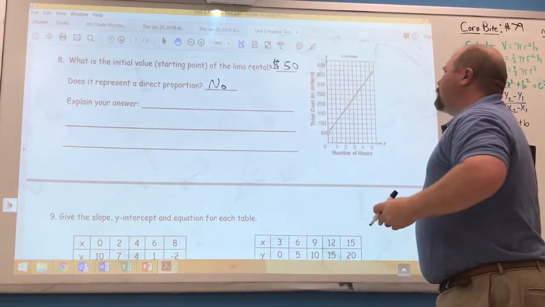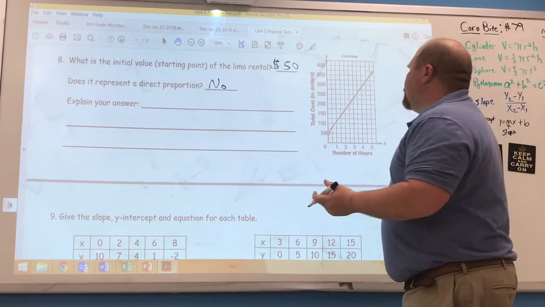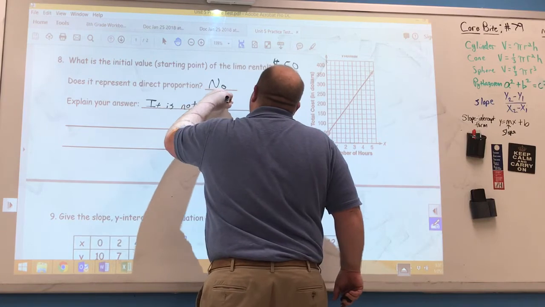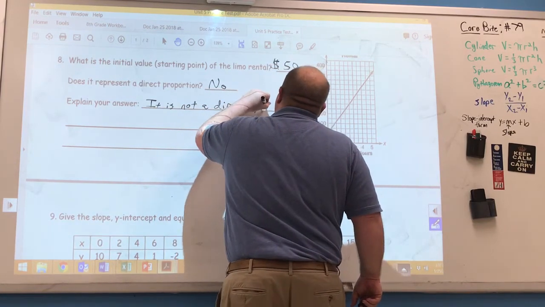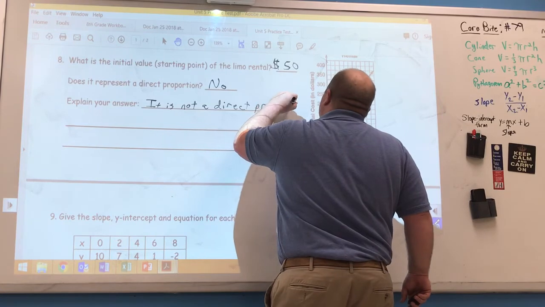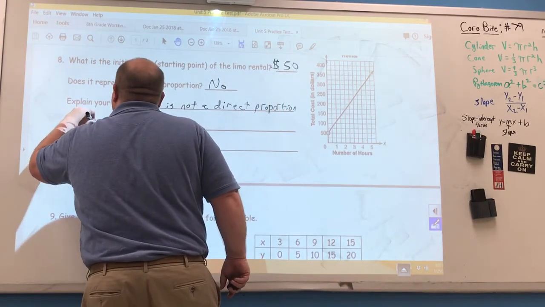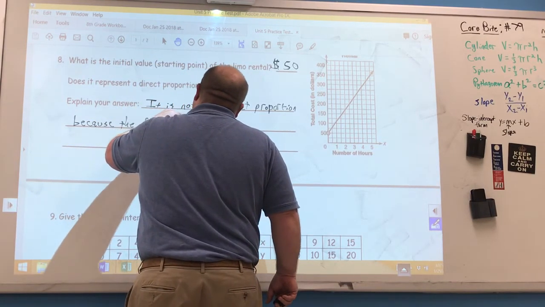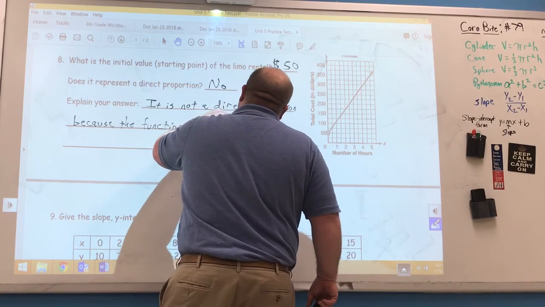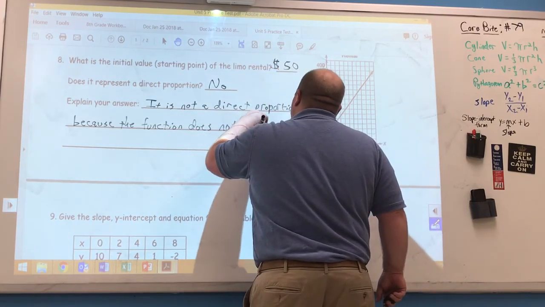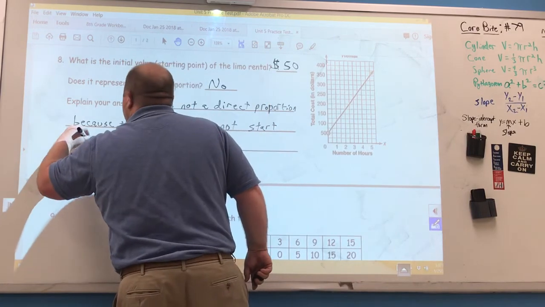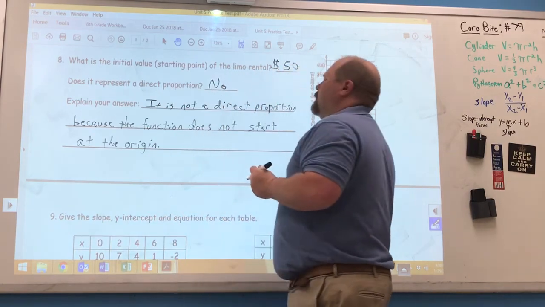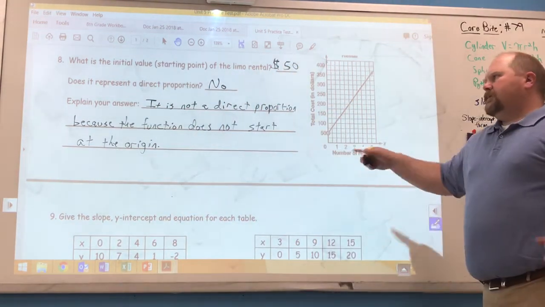So explain your answer. The reason this is not a direct proportion, you can simply say it is not a direct proportion because the function does not start at the origin. And that's all we need for that. It doesn't start at the origin, it's not a direct proportion.